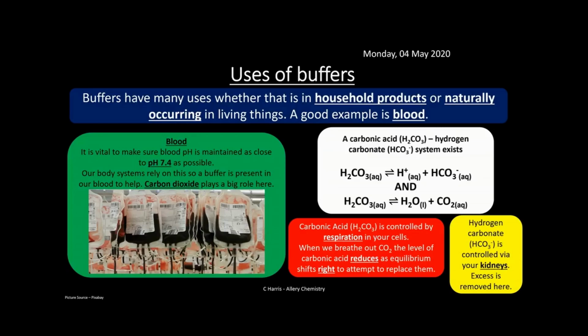Hydrogen carbonate, which is HCO3-, so this carbonate ion here is controlled via your kidneys, and if there's too much of this in your blood, that's just removed through your urine. So it's a fine balance between them, and your body's got numerous ways to either get rid of this or to retain it.